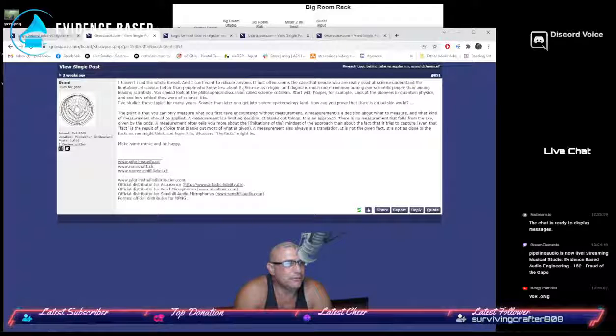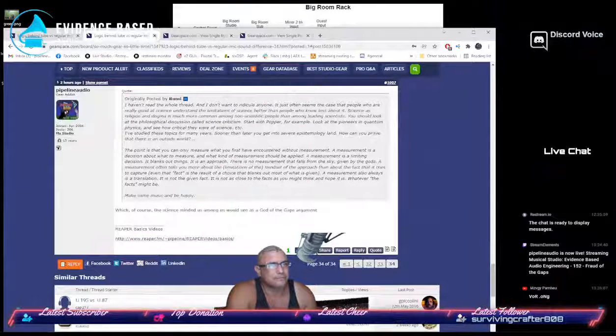A measurement also always is a translation. It's not the given fact. A picture of a car is not a car, but I can use it to identify the car. It's not as close to the facts as you might think and hope it is. Well, how much closer do you need it than as close as it is, whatever the facts might be? And then make some music and be happy. Okay, I agree with that part.